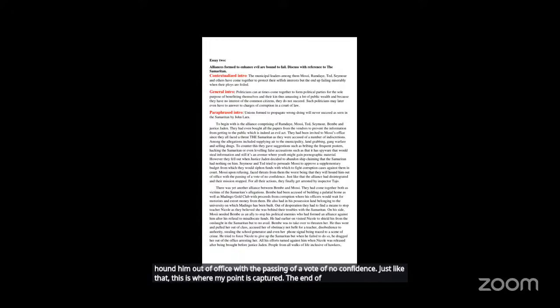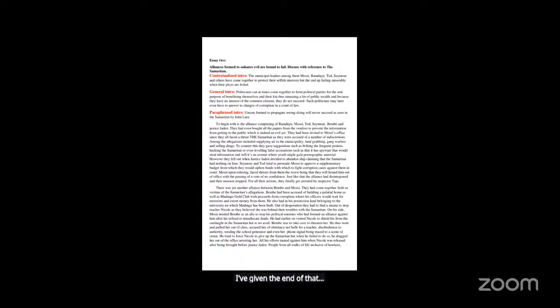The end of that point is about the failure. So we are saying, just like that, the alliance had disintegrated and their mission stopped. For all their actions, they finally get arrested by Inspector Tajo. I'm playing it safe. I've given the end of that alliance: they fell out because some people wanted A, the other person said B, I will not do it. That one is already a failure. But to play it safe, I always want us to be going back to how did they fail? For all this they've done, the Samaritan continued, and at the end of it, it exposed them. And finally, they had a case to answer to, which was their ultimate failure.